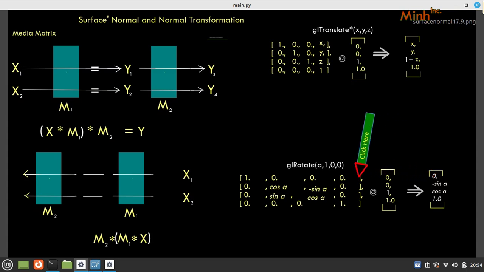Okay, so this is the rotation along the x-axis by angle A. So that will become 0, minus sin A, cos A, 1.0. It's a simple matrix multiplication. If I translate the point 0, 0, 1, it will become like this. If I rotate 0, 0, 1, it will become like this.